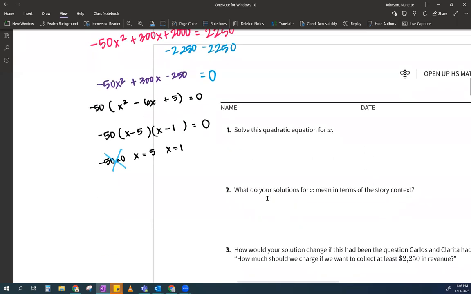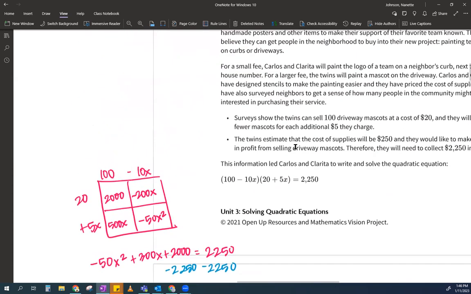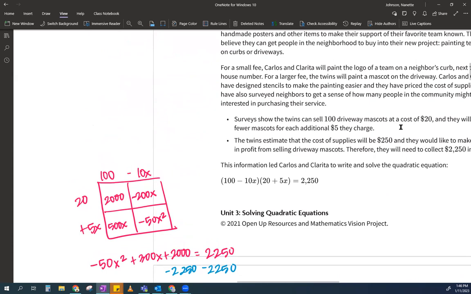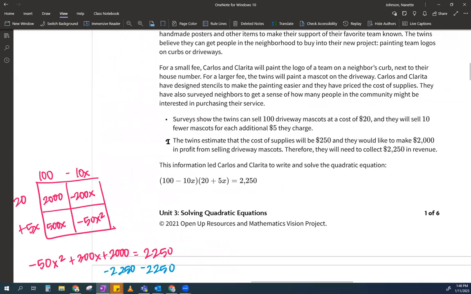And then what does that mean for x? What does it mean in terms of your story context? So it basically means this. Go back to here. So it says 100 minus 10x. Remember, this was the context. They will sell 10 fewer mascot for each additional $5 that they charge. So this goes down by $10. This goes down by 10 driveways for each additional $5 they charge.